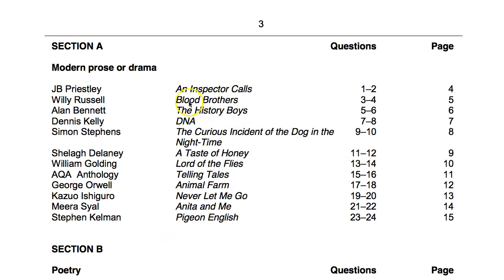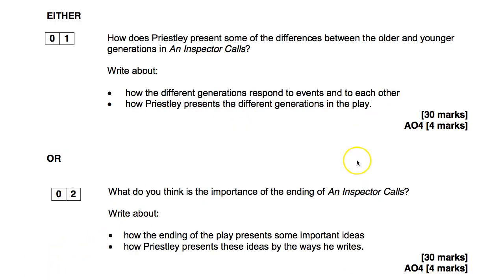And your text will be one of these. The one that this answer focuses on is An Inspector Calls. So we're going to jump down and look at the two questions available. Here they are. How does Priestley present some of the differences between the older and younger generation in An Inspector Calls? And what do you think is the importance of the ending of An Inspector Calls?